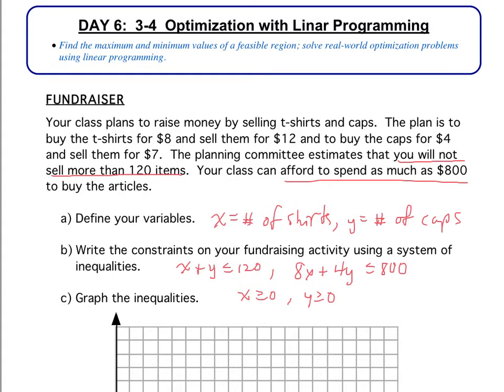Alright, notice that we have not used the 12 and the 7. That will come up later when we talk about our objective function. Now, the overall goal is we want to graph these inequalities, and then we're going to find the points of intersection, the vertices. And the vertices are going to be where our maximums and our minimums are going to occur. Okay, so keep that in mind. The vertices are the most important pieces. Alright, so let's go ahead and take a look at our graph here.